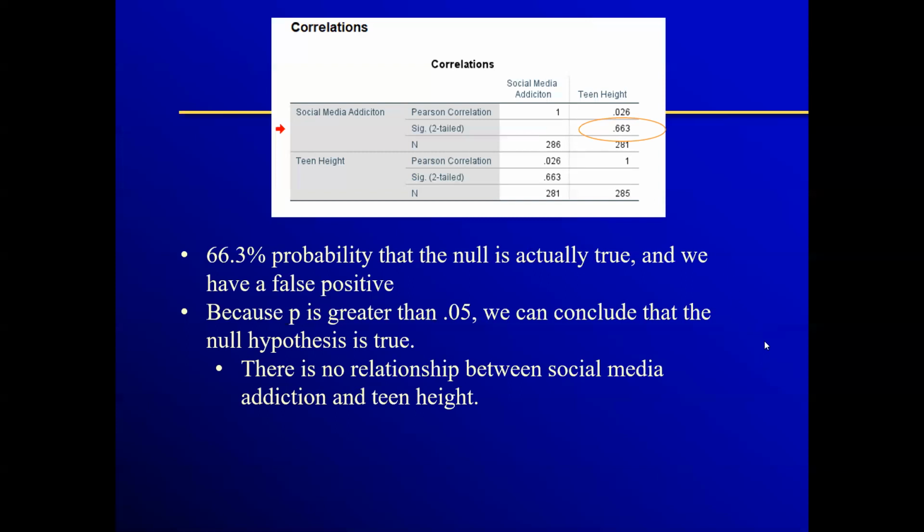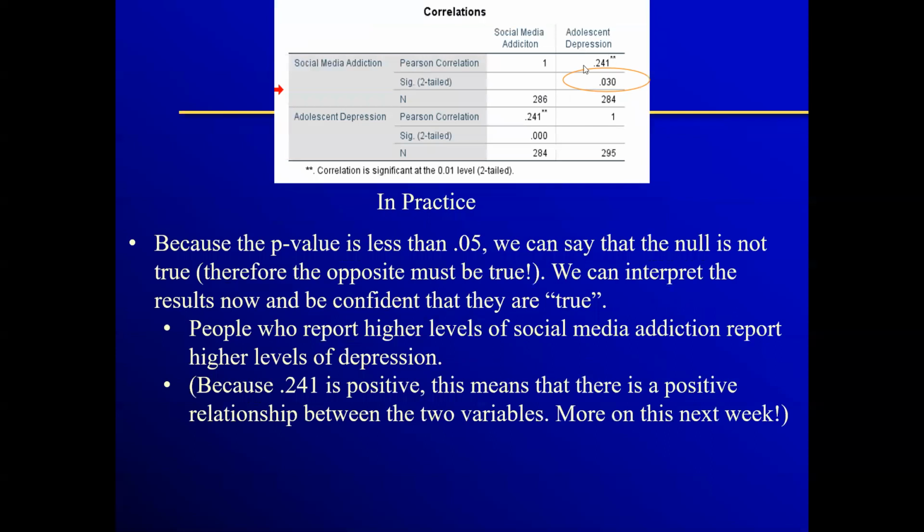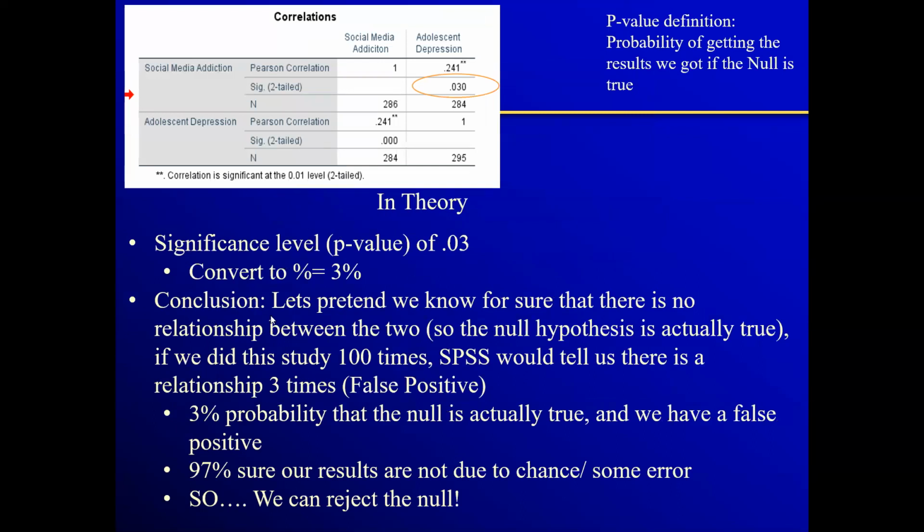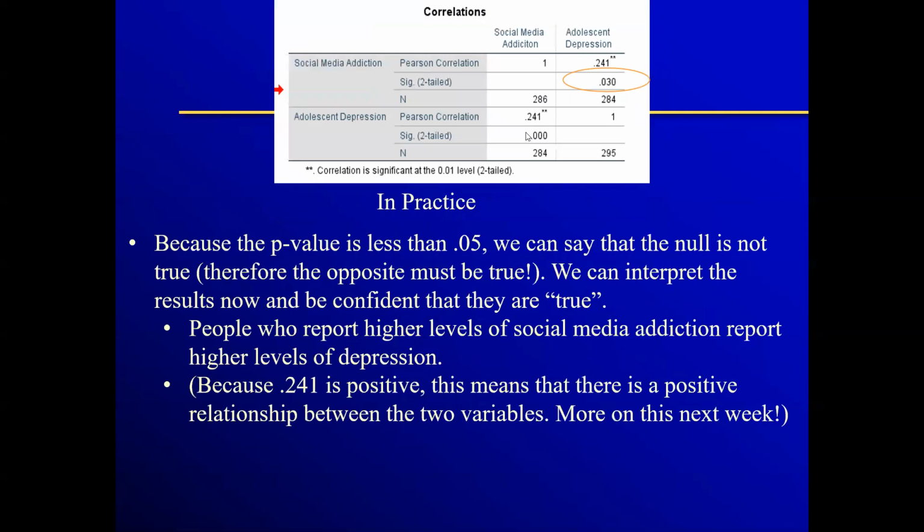But when you're interpreting, let's pretend this was your own results, right? Let's go back to something that's significant. I don't want you to sit there and think through these percentages and be like, okay, it's converted to 3%. What does that actually mean? In practice, all you need to do is look at this number and say, okay, is it less than or greater than 0.05? If it's less than 0.05, I can go ahead and interpret this correlation and be confident it's correct. If it's greater than 0.05, the null is true. There is no relationship between these two variables.